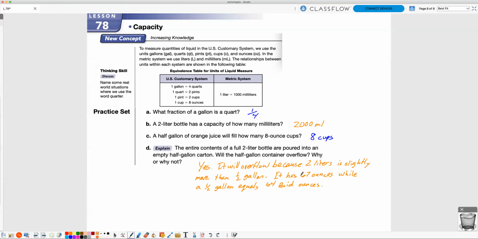It has 67 ounces, or just a little bit over 67 ounces, while a half gallon equals 64 fluid ounces. So because of that, if you were to pour a 2-liter bottle of pop into an empty half gallon carton, it will overflow, because it has at least 3 more ounces than that half gallon.